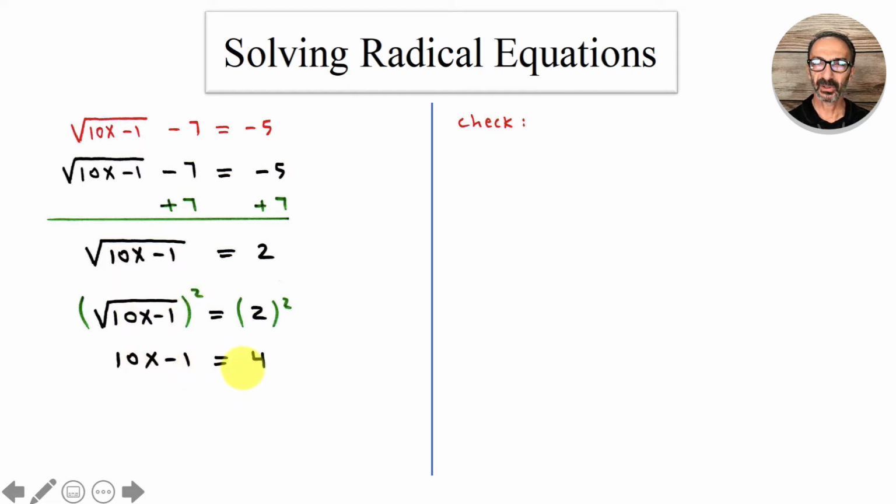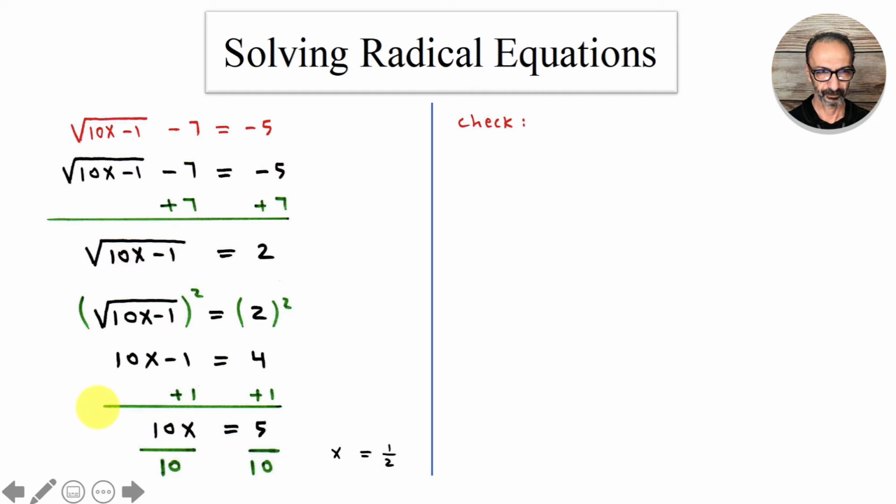Then x minus 1 equals 4. We're going to add 1 to both sides to solve for x as a first step. Now I have 10x equals 5, divided by 10, divided by 10, and x equals half. Let's check.